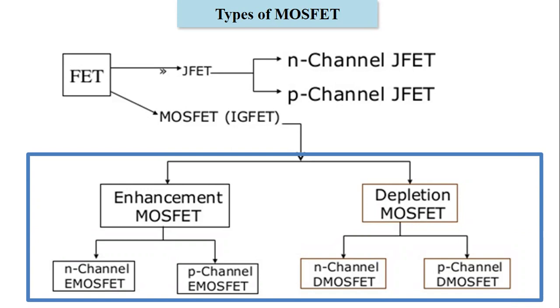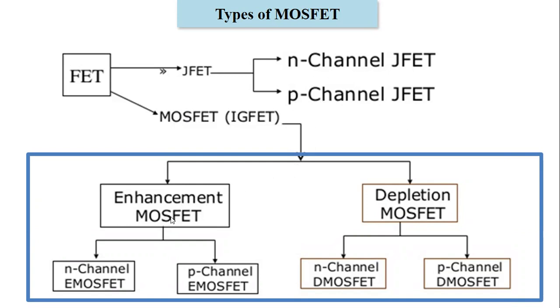Let us move to the next topic, that is MOSFET, meaning metal oxide field effect transistor. It is a kind of field effect transistor, right? So FETs are of two types: the JFET that we saw previously, and the MOSFET, metal oxide field effect transistor. It also has two types, right?